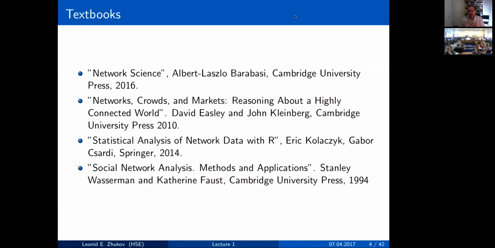Another very, very good and interesting book is Networks, Crowds, and Markets. That book has been out there for a few years. It's written by David Easley, who is an economist, and Jon Kleinberg, who is a computer scientist. So there's a mixture of economics and computer science in that, but it's actually a very, very good presentation.